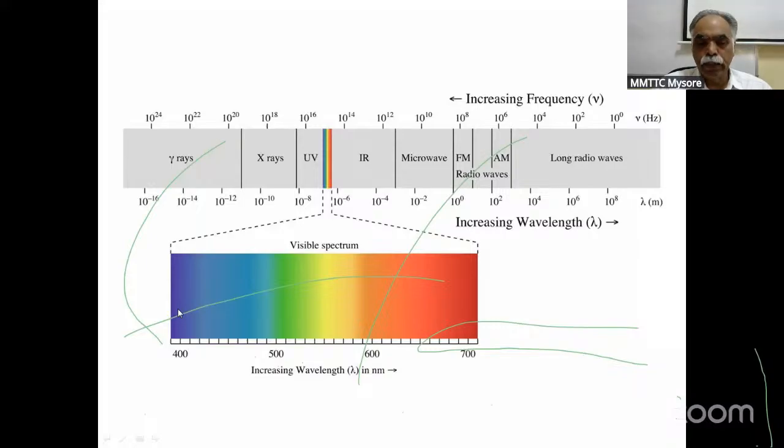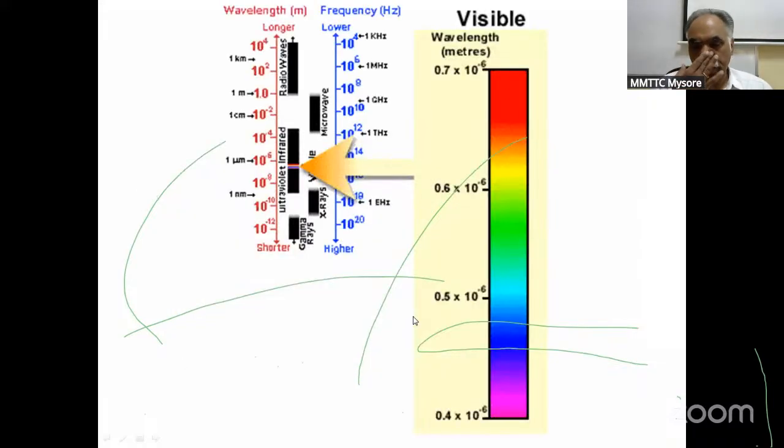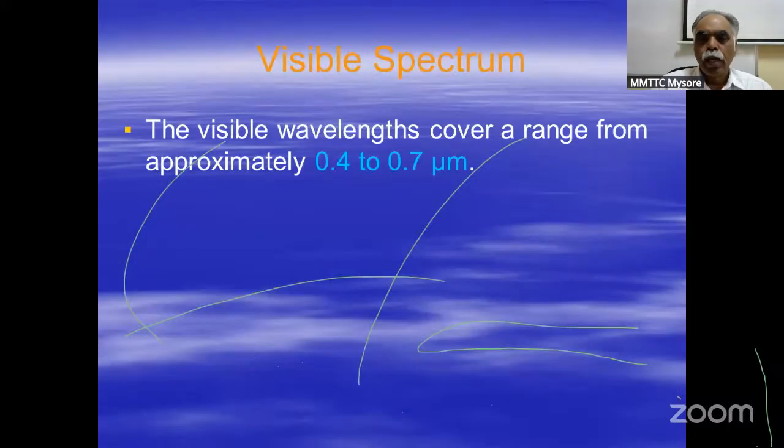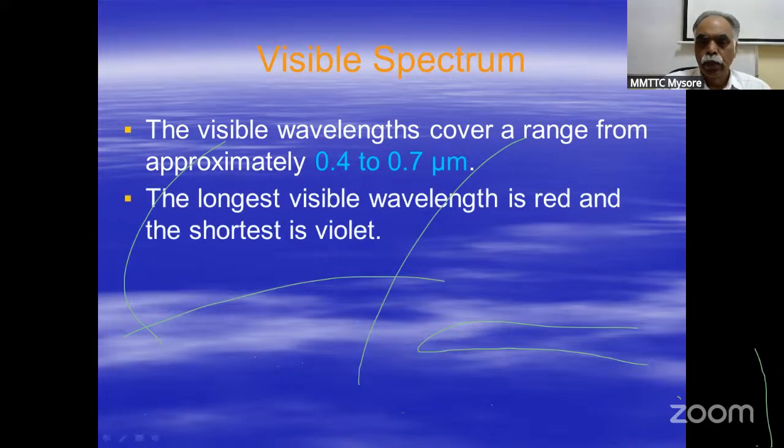When the rainbow occurs, we see the VIBGYOR. So we can find the entire VIBGYOR here: violet, indigo, blue, green, yellow, orange, red. The whole VIBGYOR can be seen, and its wavelength is from 0.4 to 0.7. As I've already told you, the visible wavelengths cover a range from approximately 0.4 to 0.7. The longest visible wavelength is red and the shortest is violet.